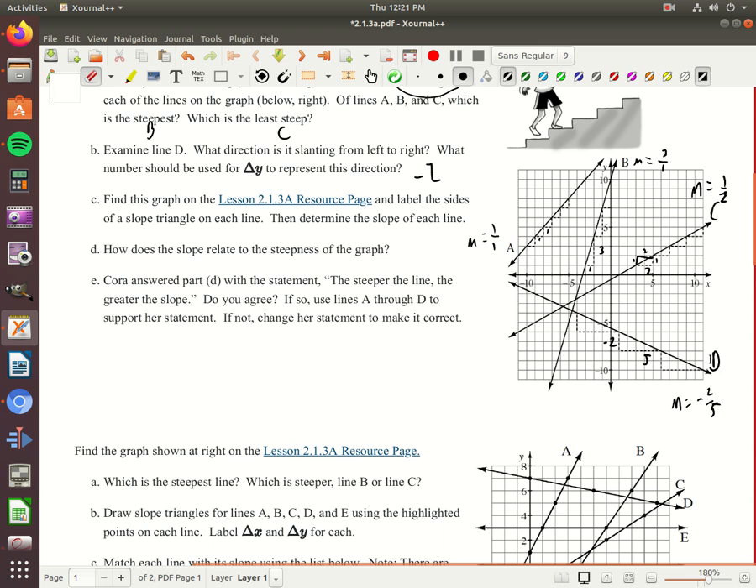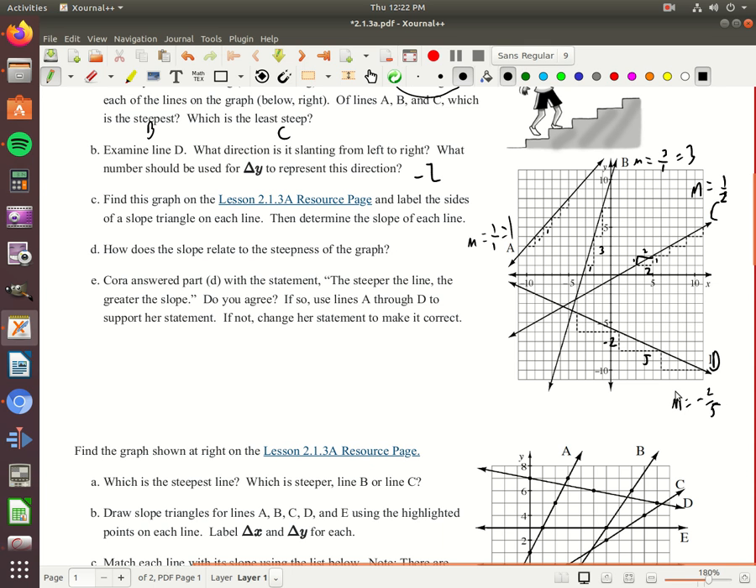Label the sides of the slope triangle, then determine the slope of each line. So I've done that. How does the slope relate to the steepness of the graph? This is kind of important here. You can see that this simplifies to 3. That's the biggest number here, and it's the steepest one. 1/2 is the lowest number here, and it's the flattest. So it's 3 versus 1 versus 1/2. Well, 3 is the steepest, 1's in the middle, and 1/2 is the flattest.